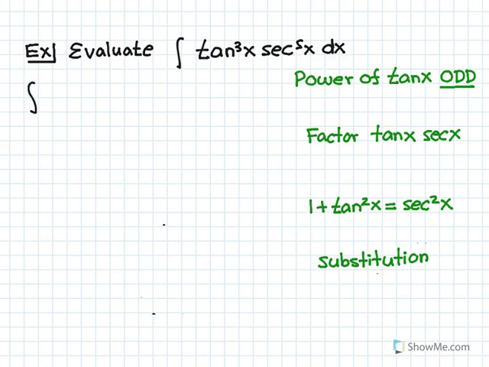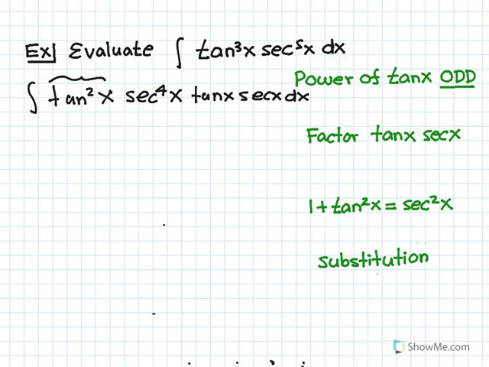So we have integral tan squared x secant to the fourth x times tan x sec x dx. All right, so now let's apply a trig identity, and let's rewrite tan squared x, this part, in terms of sec squared x minus 1. That way we have everything in terms of secant x, and we can apply u substitution.